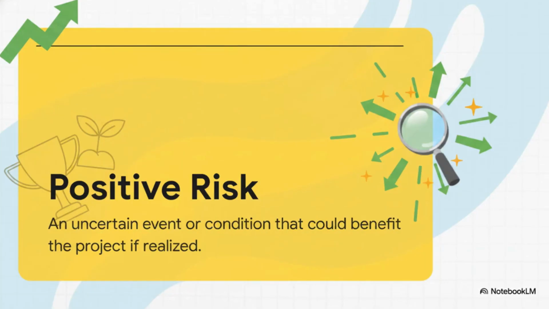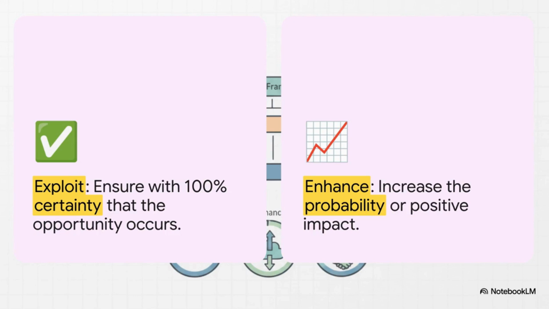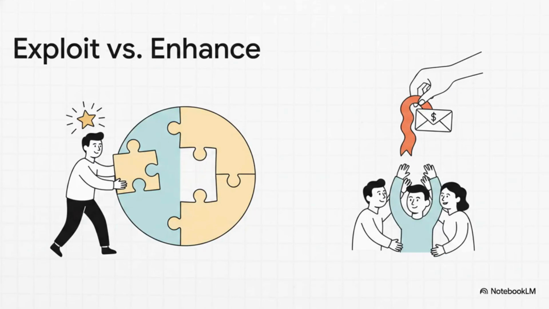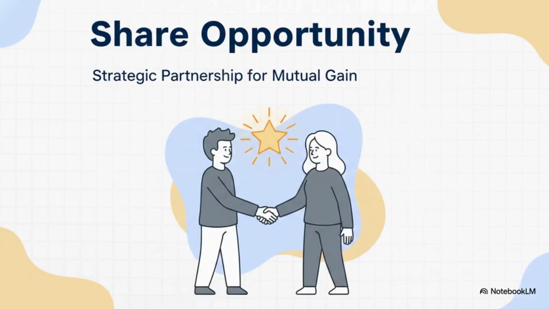But hey, remember, PMI also considers opportunities as positive risks. We absolutely want these to happen. To grab these, we exploit for a 100% guarantee or enhance just to boost our odds. For instance, exploit by assigning your absolute best talent. Enhance by offering incentives for early delivery. If you can't capture the opportunity alone, use the share strategy by forming a solid strategic partnership.